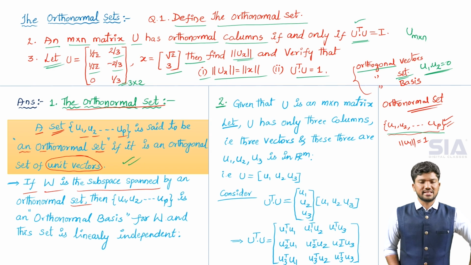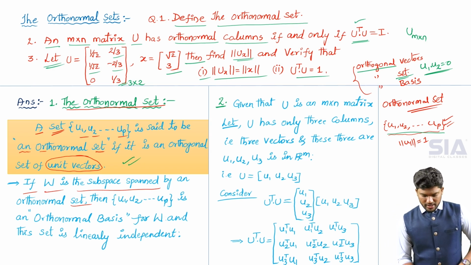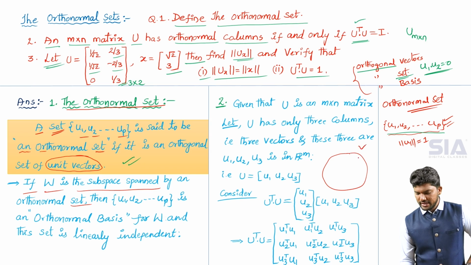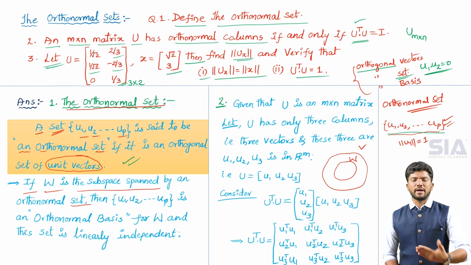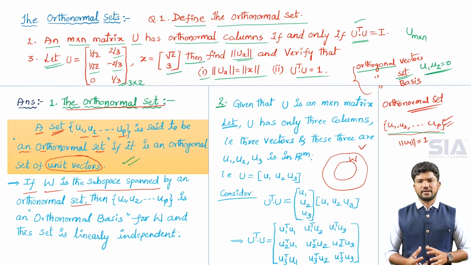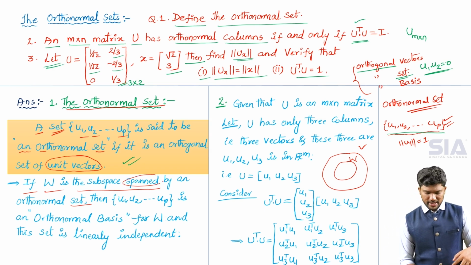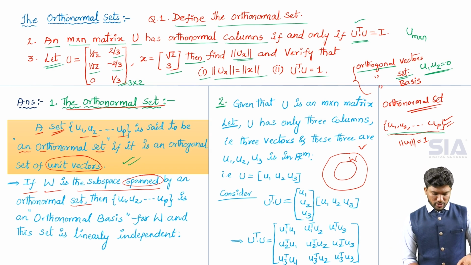Whenever you take a vector space capital V, and in that vector space there is a subspace capital W, this W is spanned by, that is, generated by, an orthonormal set only.